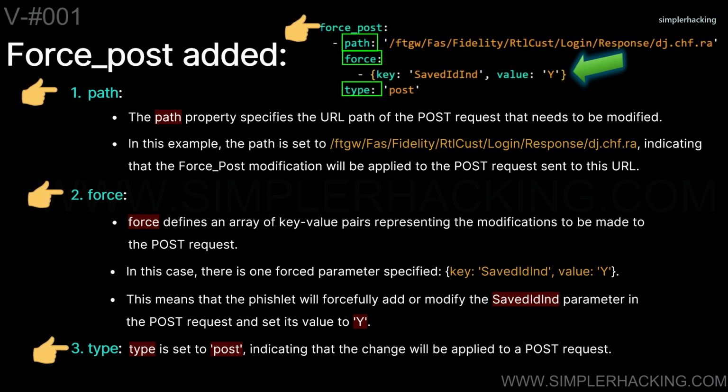Next, the force parameter. This property defines key value pairs that must be added or modified in the post request. Here, the key savedID is forcefully set to Y, overriding any user interaction. This forces the Remember Me option to be enabled during login. Finally, request type. The type is set to post, meaning this modification only applies to post requests.